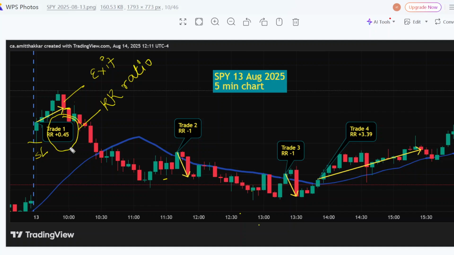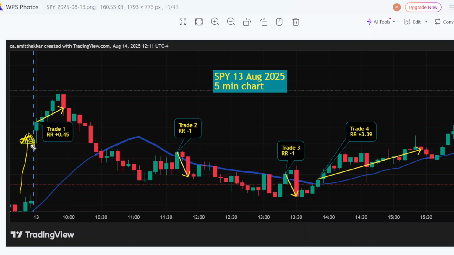Such low momentum after the market open was expected because there was a huge gap up. Because of the huge gap up, the market would have done its movement already. Whatever movement it wanted on the upside, it has already done. That's why after market open it cannot go too far, and we were able to get only 0.45 RR on this trade.